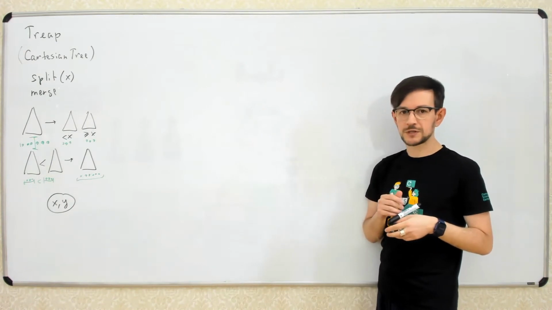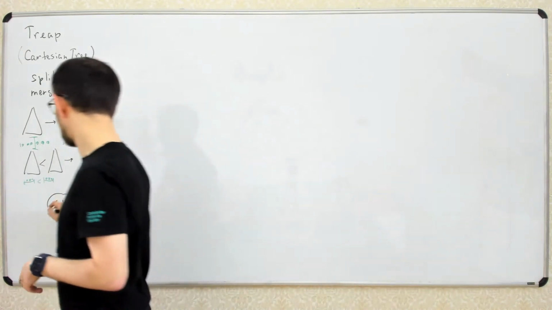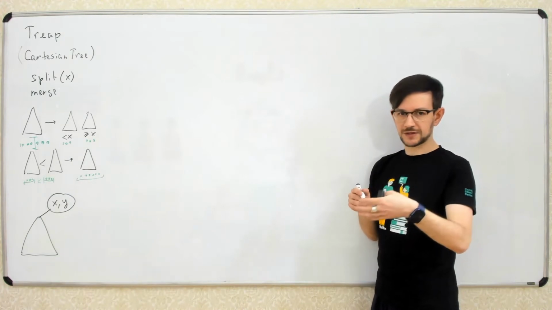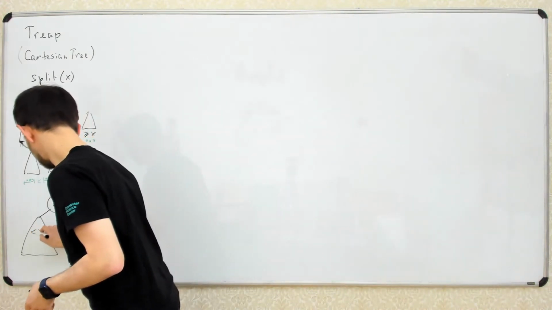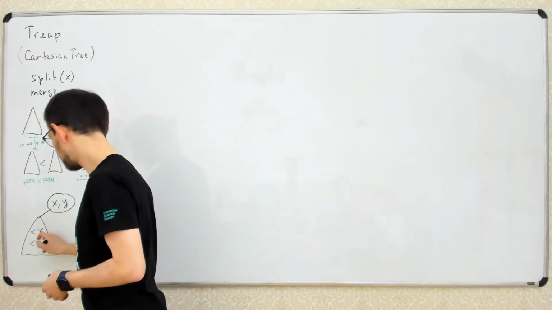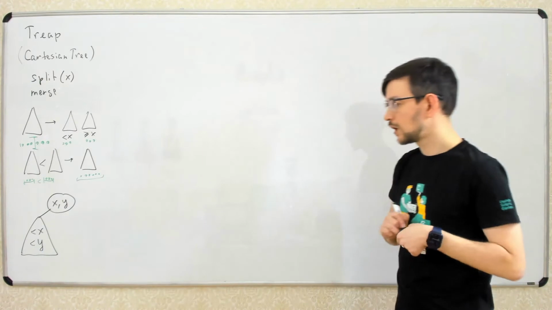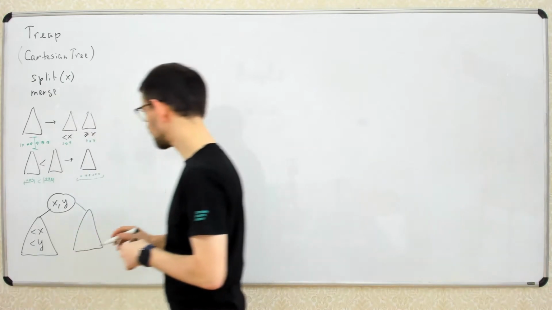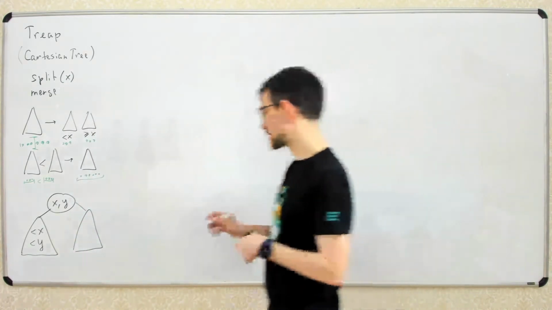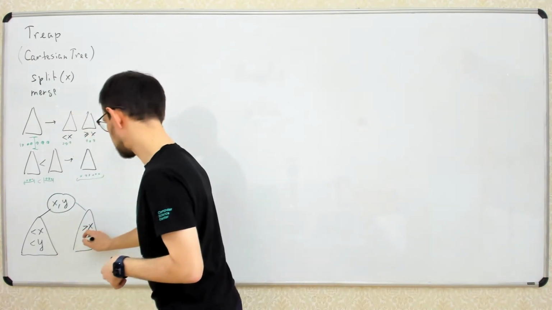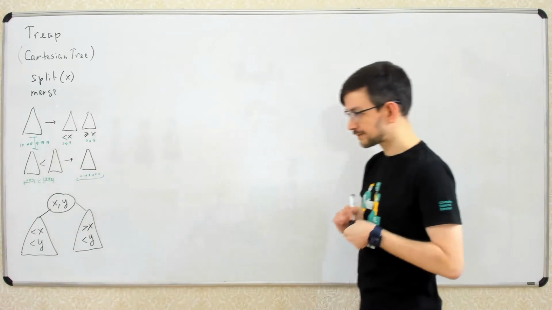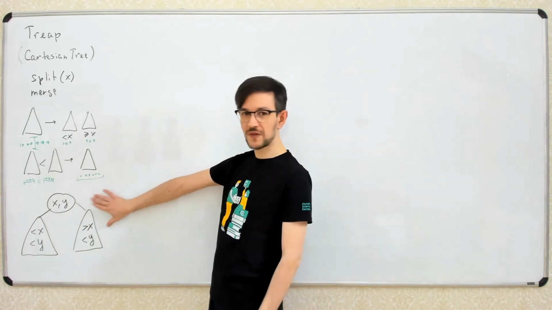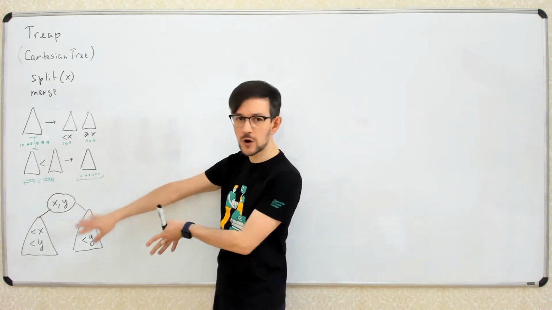And we will maintain the following property. Let's look at the left subtree. The first key of all elements in the left subtree is less than x, and the second key is less than y. And now if you look at the right subtree, the first key is greater than x, and the second key is less than y. That's all. That's the basic property of the Treap. That's the only property we need to maintain.